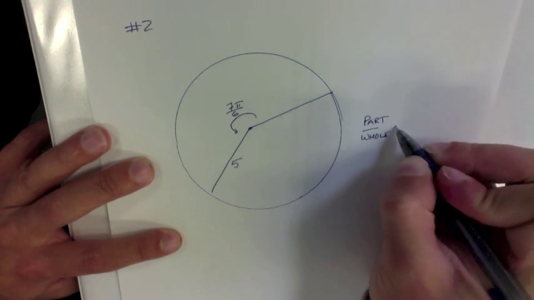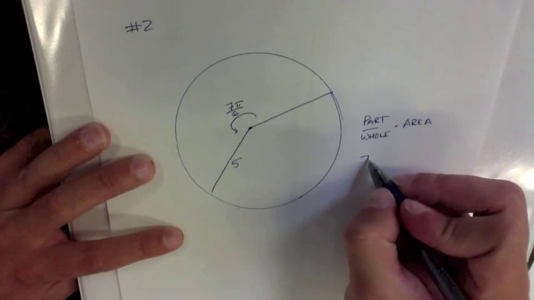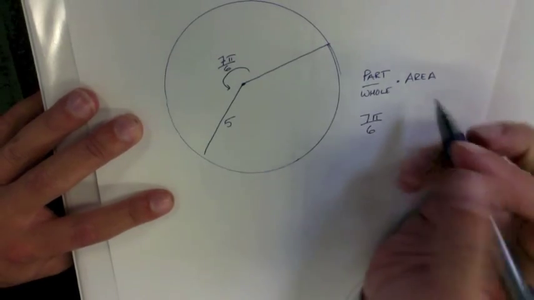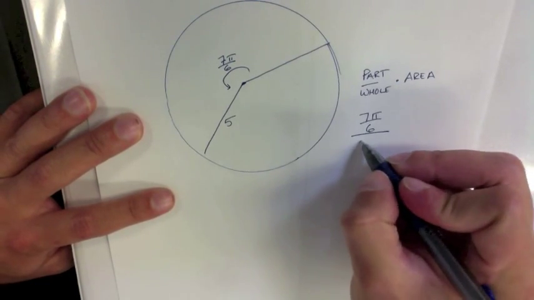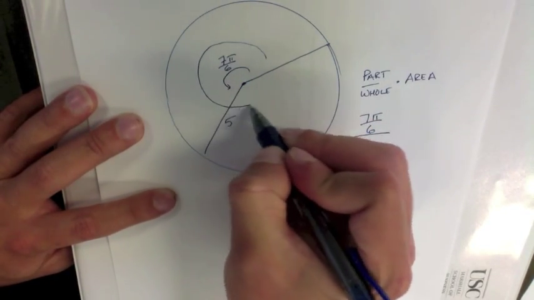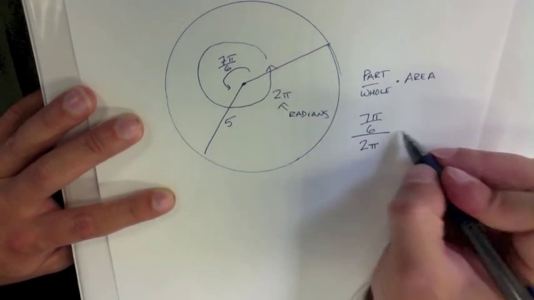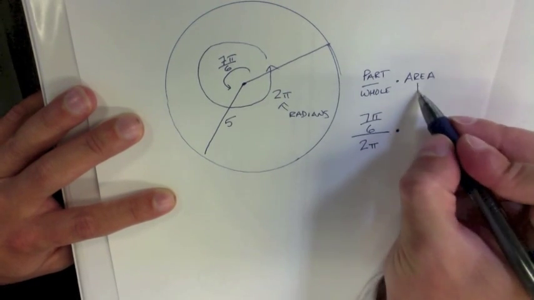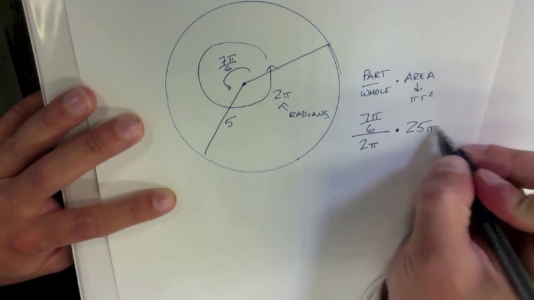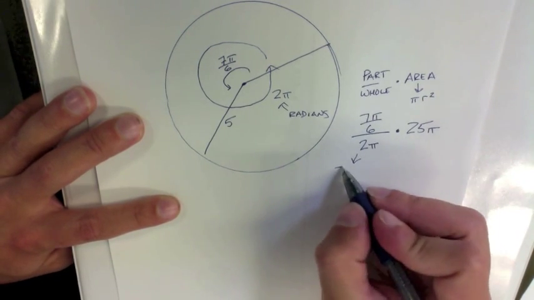We're going to have the part of the whole of the entire area. So here we go. Part is 7 pi over 6 over the whole thing. Now, how many radians are in a full circle? There are 2 pi radians in a full circle. And now we're going to multiply this times the area of the whole circle, just like last time. Yep, so we have pi r squared, which in this case is 25 pi, because 5 squared is 25.